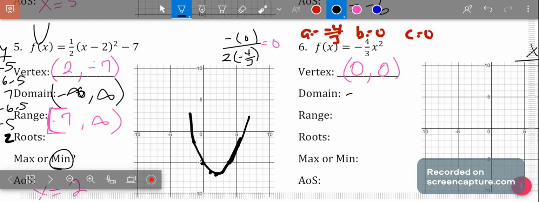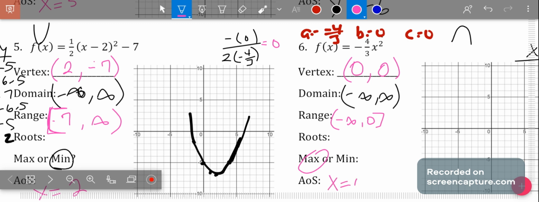The domain is always -infinity to +infinity. My range on this one, this is going to be concave down. So for my range, it'll be -infinity to 0. Remember, -infinity always gets the parentheses. This is going to be a maximum because it is concave down. My axis of symmetry is going to be equal to 0.